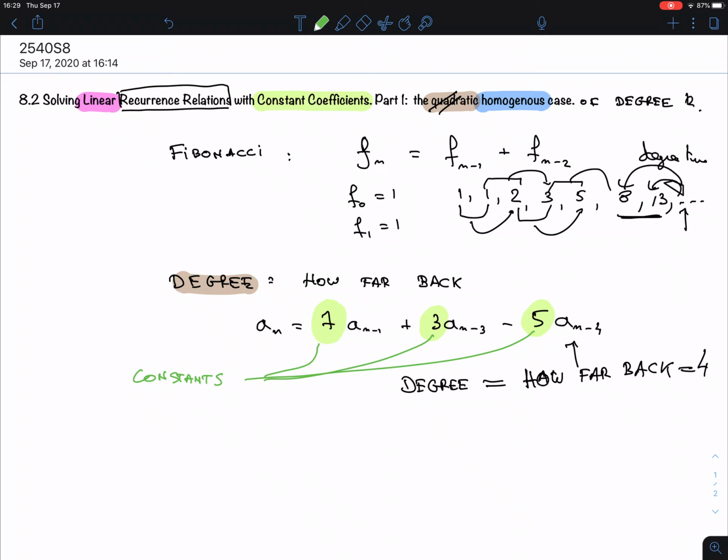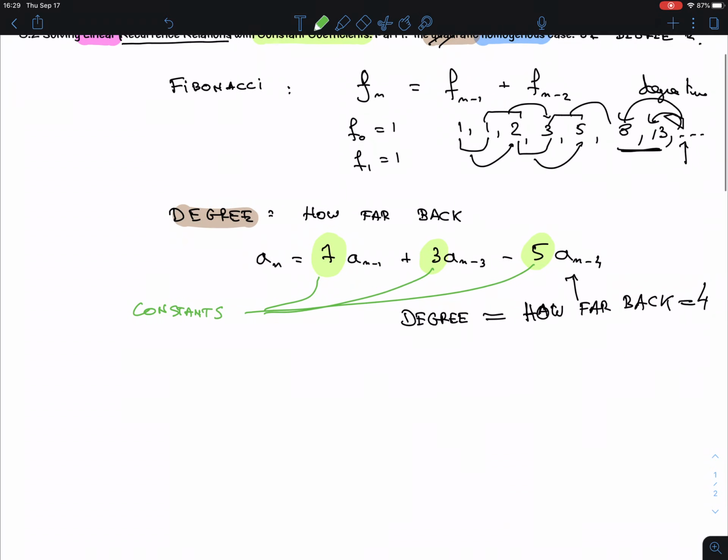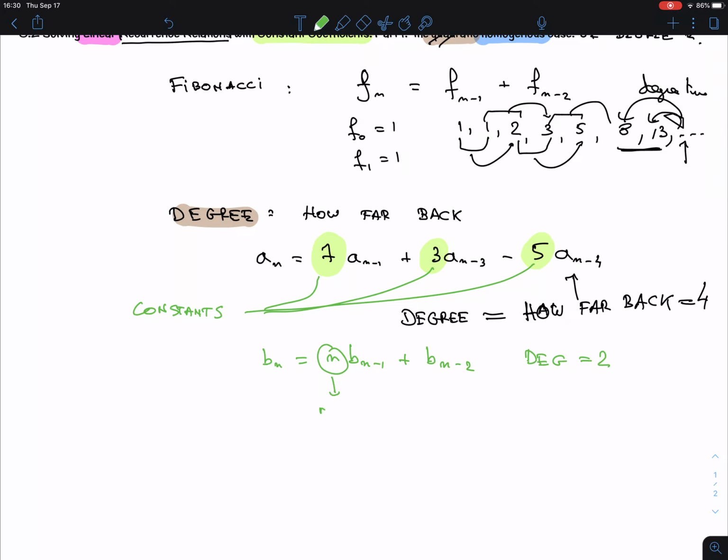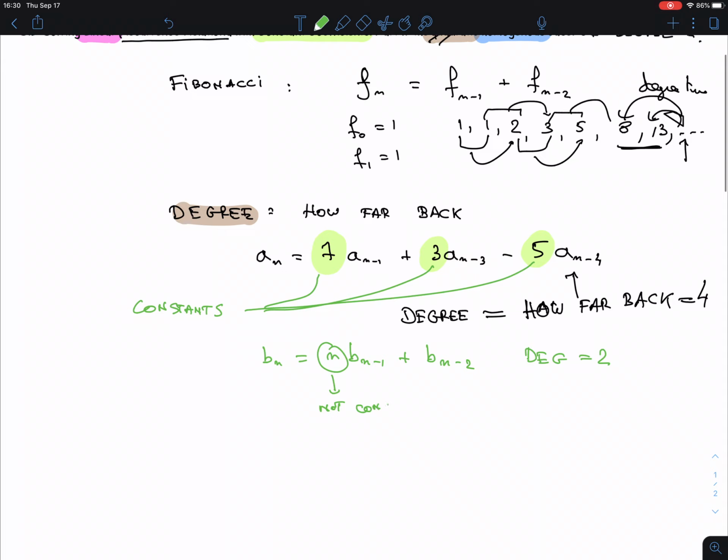It's a fancy word, but it brings out better what it means to have constants here. Let me give you an example of something that has degree 2 but is not with constant coefficients. Namely, suppose I have this. So we see here the degree is 2, but this coefficient is not a constant. It depends on n, which is a bit annoying, right?